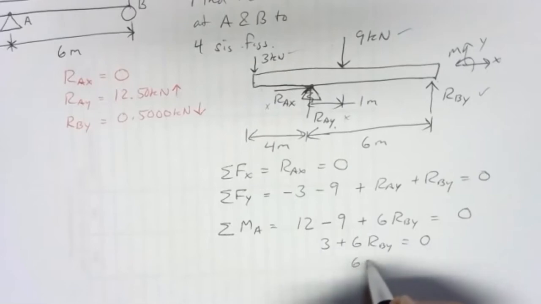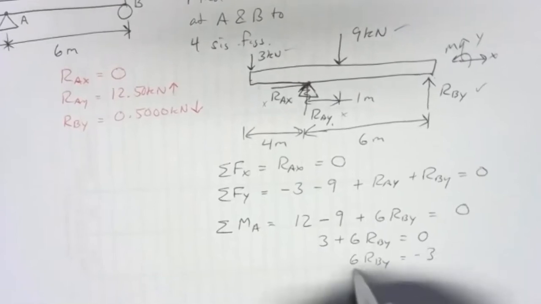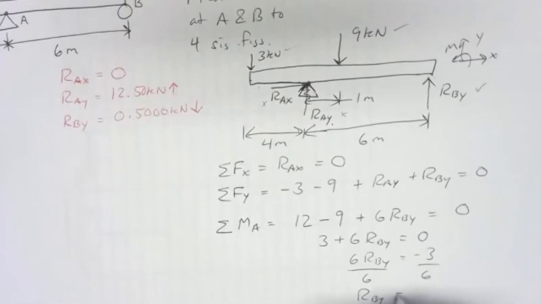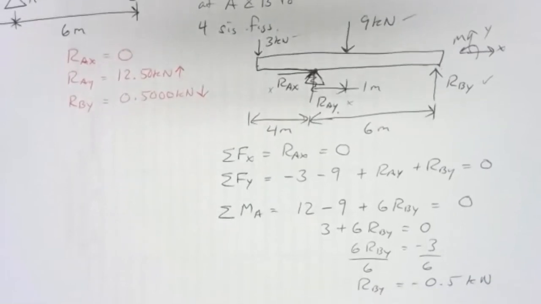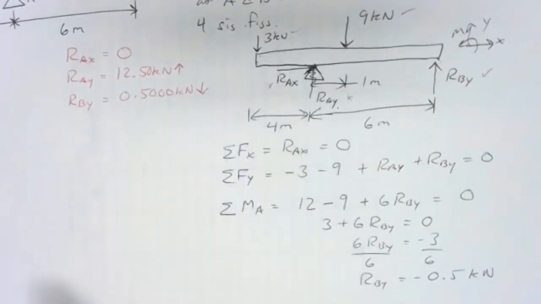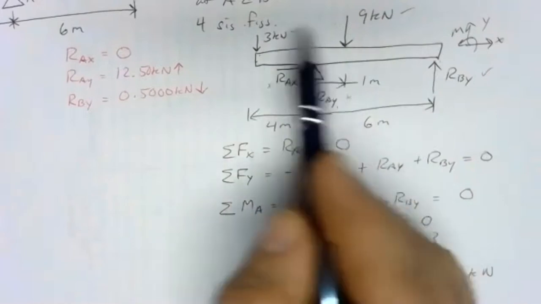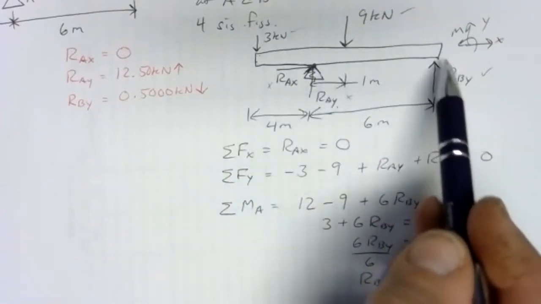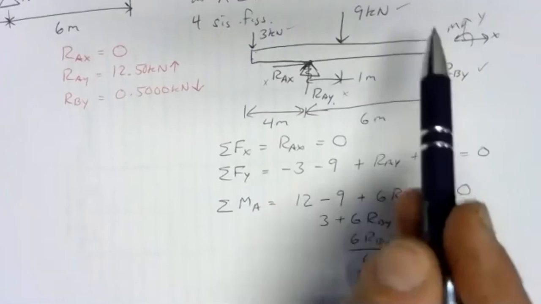Subtracting 3 from both sides, we get 6 RBY equals negative 3. Divide both sides by 6, and RBY is negative 0.5 kilonewtons. So negative half a kilonewton. The negative tells us our assumption was wrong. So this 3 kilonewton force is far enough away to have enough moment to try to rotate it counterclockwise. So the support at B really has to hold down instead of push up.